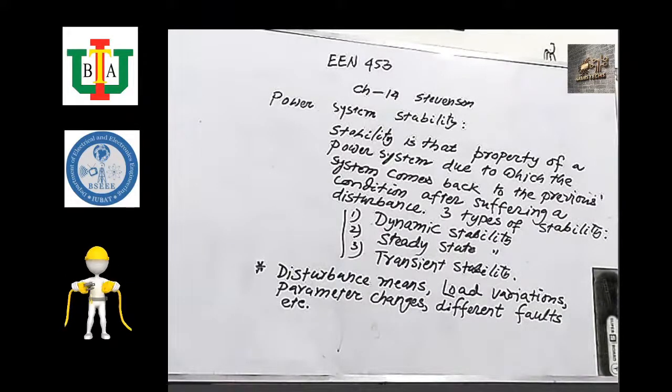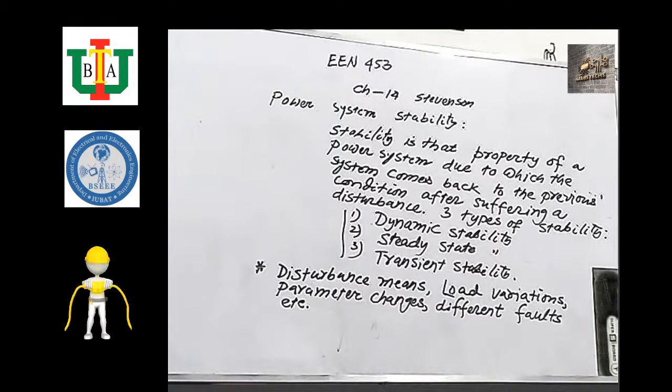There are three types of stability we found: dynamic stability, steady state stability, transient stability. Those chapters are very nicely written in Stevenson's book, chapter 14. You go through that chapter; he has written with comprehensive knowledge. You just go through it and you will have a complete picture.